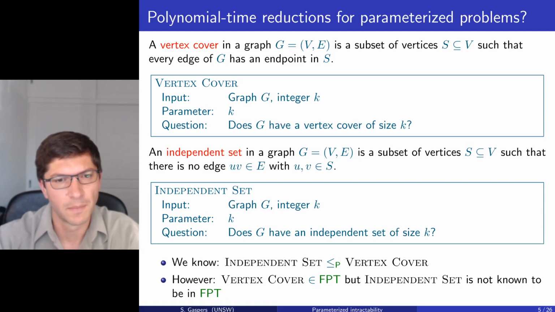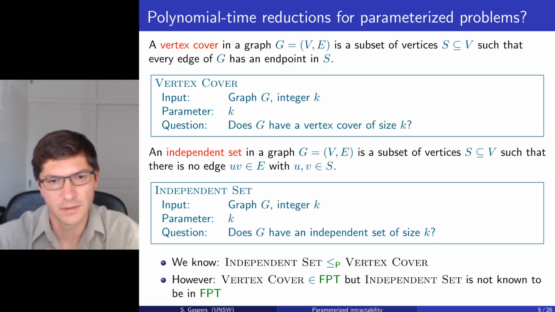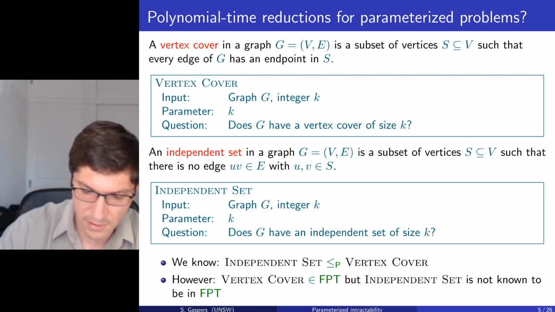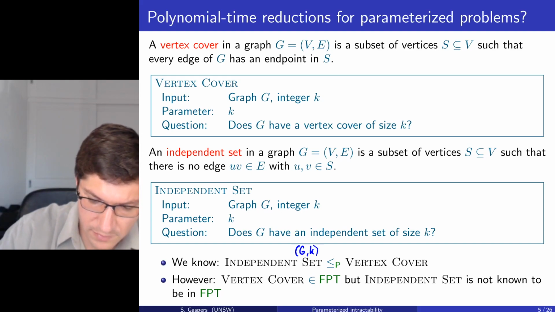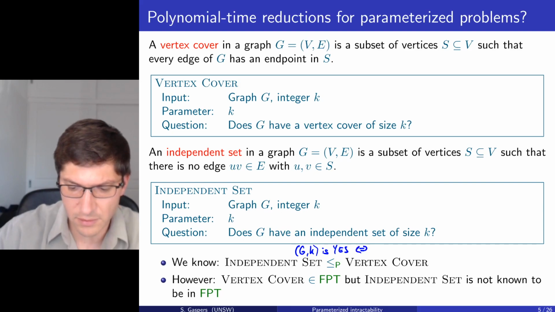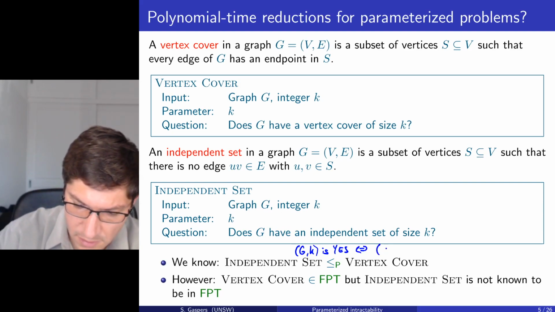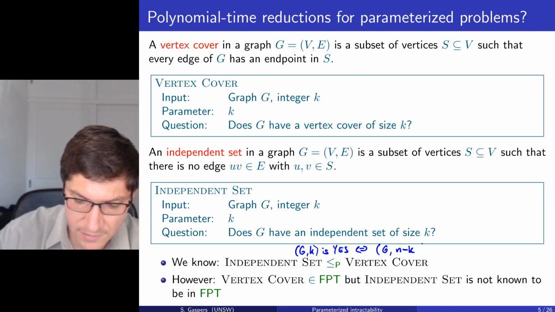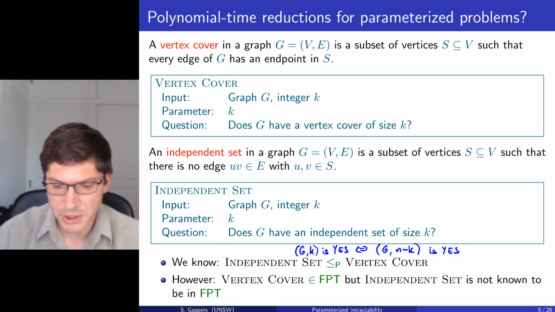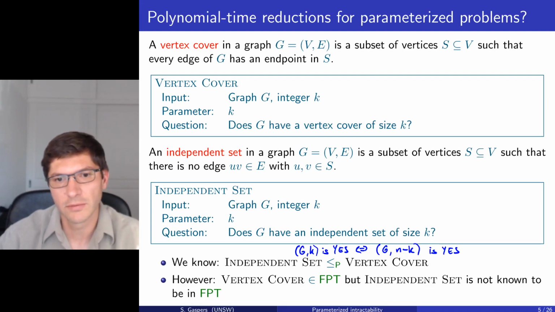The issue is that the parameter changes. When we transform an instance from independent set to vertex cover, we know that the graph has an independent set of size k, so G, k is a yes instance for independent set, if and only if the graph has a vertex cover of size n minus k. Here n is the number of vertices of my graph. So G, k is a yes instance for independent set if and only if G, n minus k is a yes instance for vertex cover.